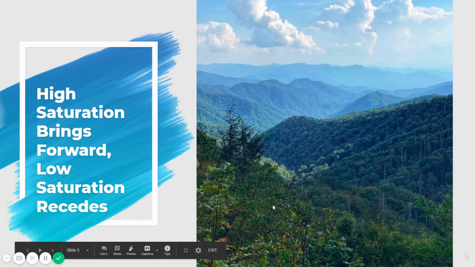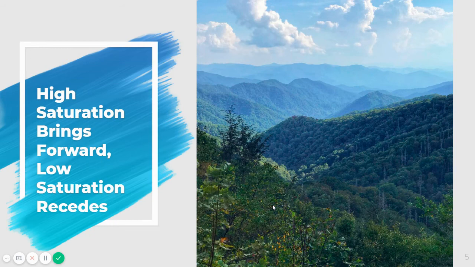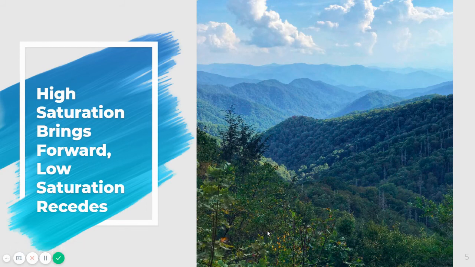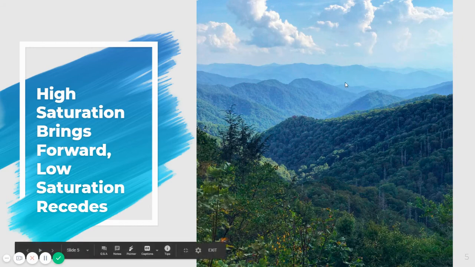And a good way to remember this is that high saturation brings something forward in space, where low saturation will move it backward, and we get this illusion of distance within our composition. You might also notice that these colors are very warm up here. So it's the same way with warm and cool colors. Warmth will bring an object forward in your composition, where cool colors will push it back into the background.